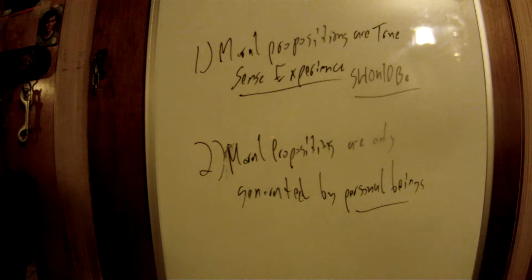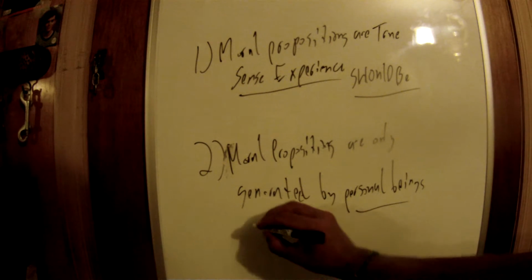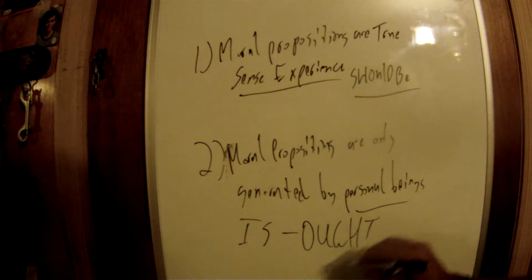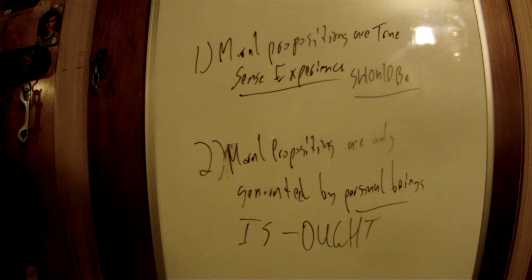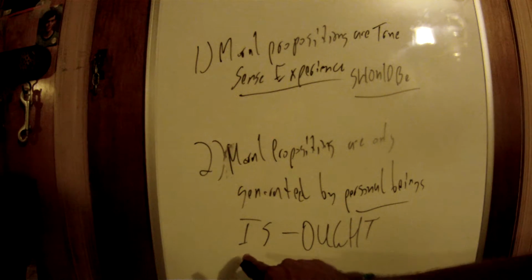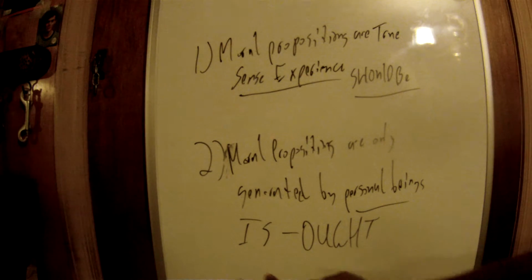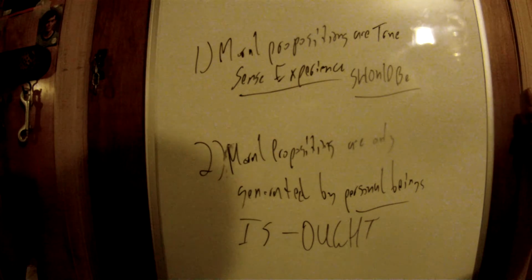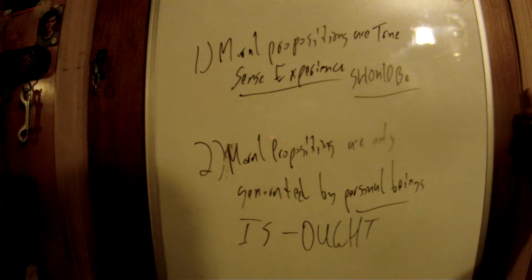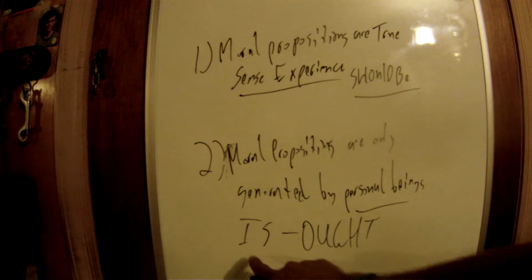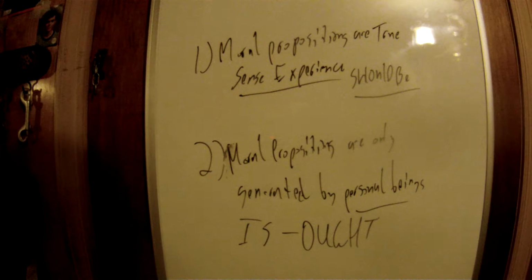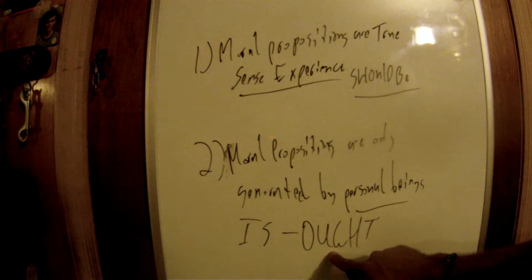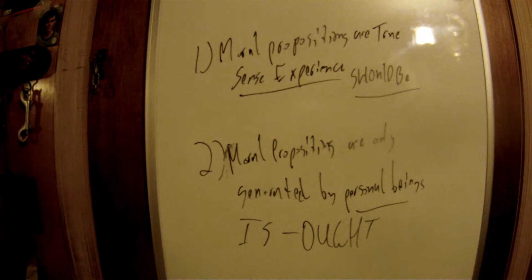But there's a second point. Moral propositions are only generated by personal beings. And this is based on David Hume's is-ought distinction. And what he's saying there is that there is a difference between statements or propositions about the way the world is and propositions about the way the world ought to be or the way the world should be. In other words, if I say to you, there are 5 cars in my driveway, that is an is statement about the way the world is. If I say it is bad that there are 5 cars in my driveway, that's an ought statement. That's a statement about the way the world ought to be.